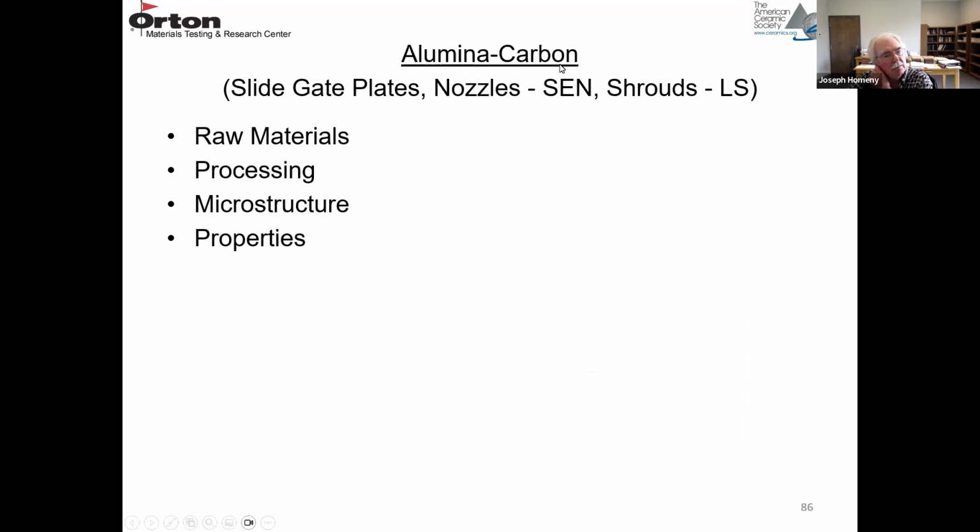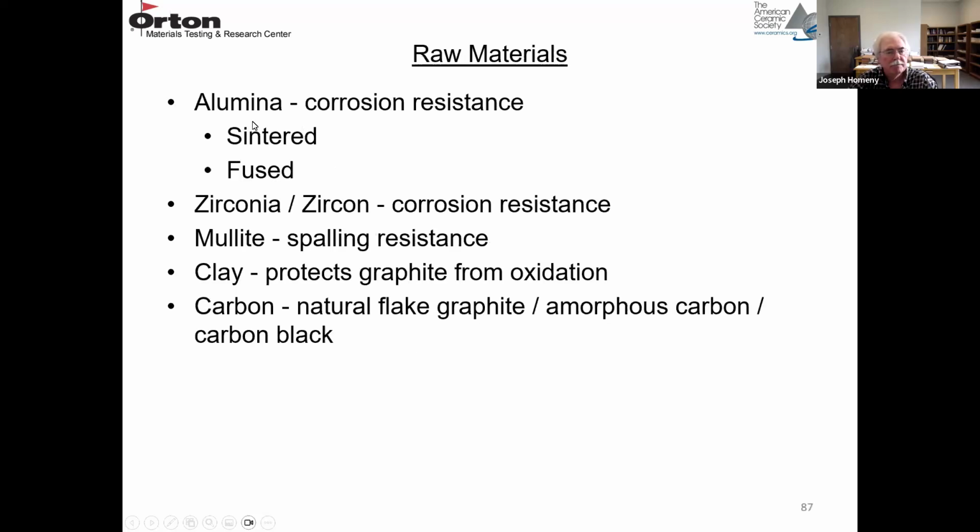The aluminum carbon composites are used in slide gates and tubes. So the slide gate plates, tubes like a nozzle, a submerged entry nozzle, and a ladle shroud. So these are plates and tubes, and we'll look at raw materials, processing, microstructure, and properties. So alumina is the primary aggregate. It provides corrosion resistance. It could be either sintered or fused.